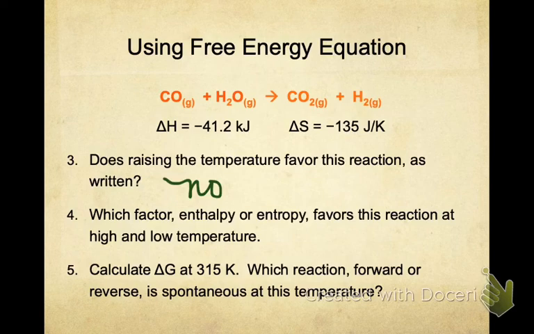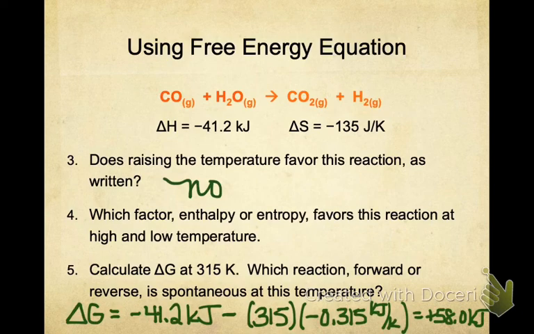And then the last one says, calculate delta G at 315 K, and which reaction, forward or reverse, is spontaneous at this temperature. You can see this problem's worked out at the bottom of the screen, and we get a delta G value that's positive. So this would be non-spontaneous, but in the reverse, it could be spontaneous at this temperature. Going forward, it is not spontaneous. So the reverse reaction is the spontaneous one.